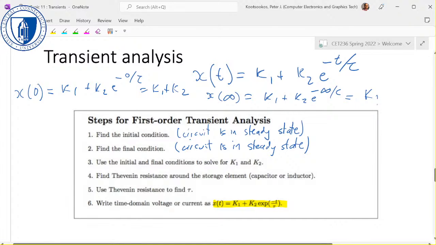So the nice thing about the initial condition and the final condition is we've got three things we've got to find. Right, we've got to find k1, k2, and tau. The nice thing about initial condition and final condition is we can forget about tau. We can do tau independently. So we can solve for k1 and k2. Right, so that's what step three here is. Step four is a slightly tricky step depending on the circuit.